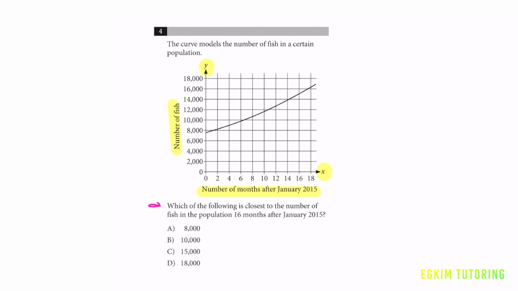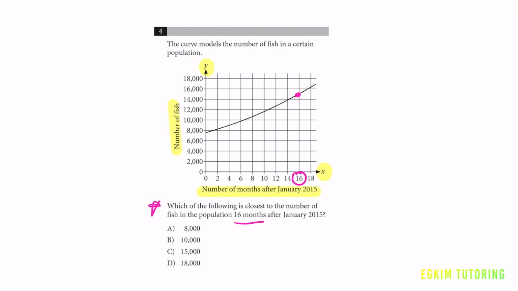The question actually starts right here, and it says, which of the following is closest to the number of fish in the population 16 months after January 2015? So again, this is just testing you on how to read the graph. So you would go to the 16th month after January 2015, then go all the way up to the line and maybe make a dot for the data point.